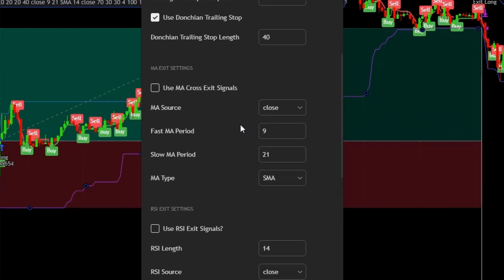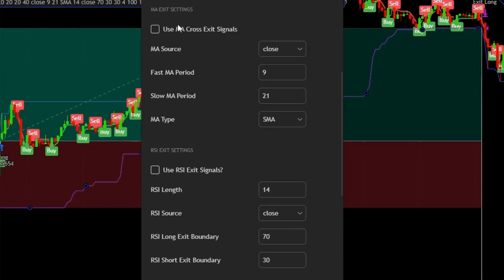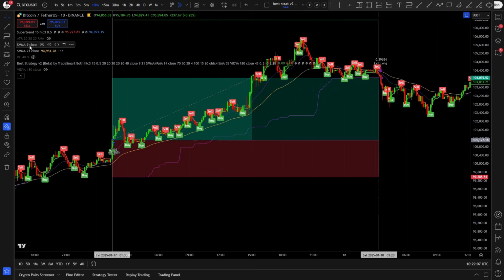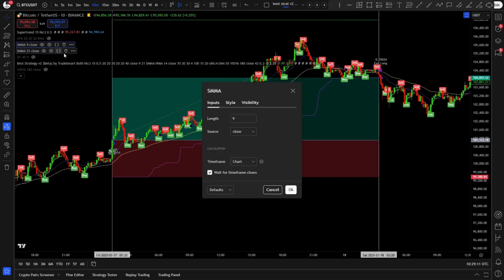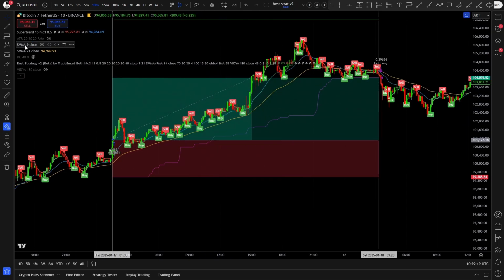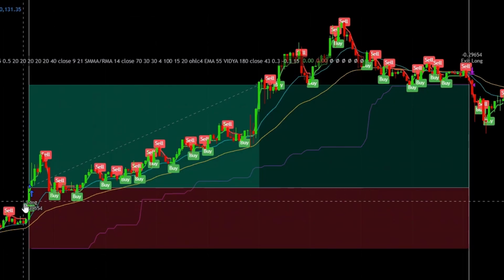And next up we have the exit signals. So the first exit signal is the moving average crossover. Now with this optimization I did not use that, but here we can set up the fast moving average and the slow moving average and their types. Now just to demonstrate it, I added two moving averages to the chart. Here are those. Let's change the color of the purple one to blue. Yes. So if we would have used a 9 fast moving average and a 21 slow moving average as a moving average crossover signal, then in case of this trade, we would have exited the position somewhere around here.